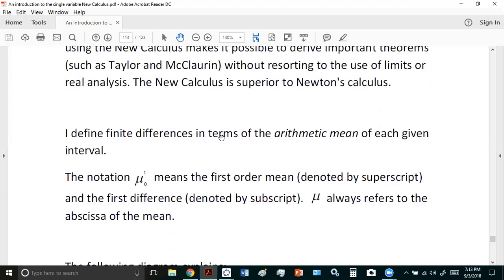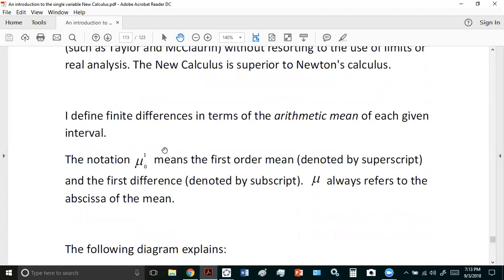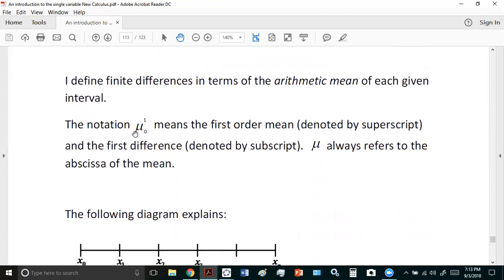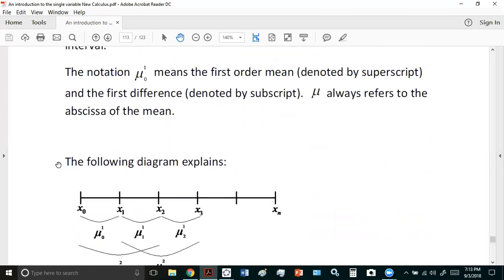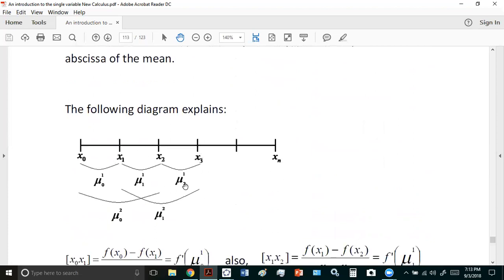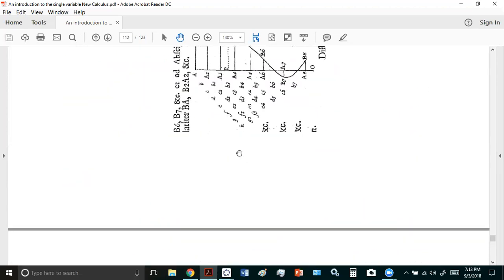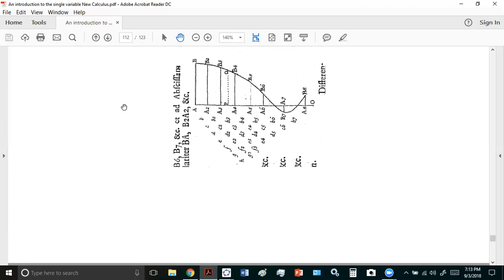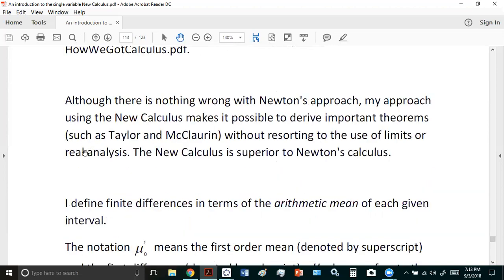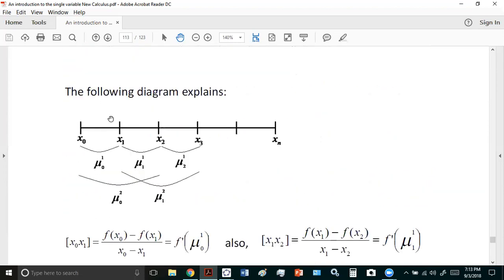And I define the finite differences in terms of the arithmetic mean of each interval. So I use a notation mu, and mu superscript 1 and sub 0 means the first order mean and the first difference. So mu always refers to the abscissa of the mean, and this following diagram explains. And this here more or less is the analog of what you see here in Newton's De Analysi. And I first studied this in my teens, okay? And I later came up with this scheme.